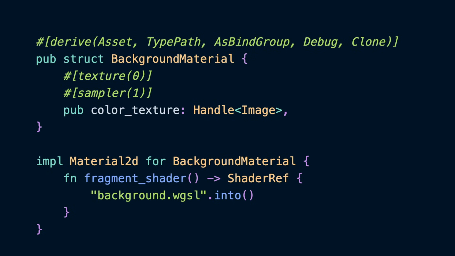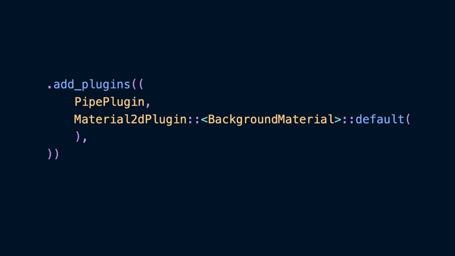Firstly, we'll create a new struct with a few derives on it. The TLDR here is that we're defining a new type of asset that will be used to define the data that gets passed to our shader. Then we implement Material2d for that type, which defines what shader will be executed. We'll write the WGSL file last here. We still need to add the Material2d plugin to our app to set up the new material as well.